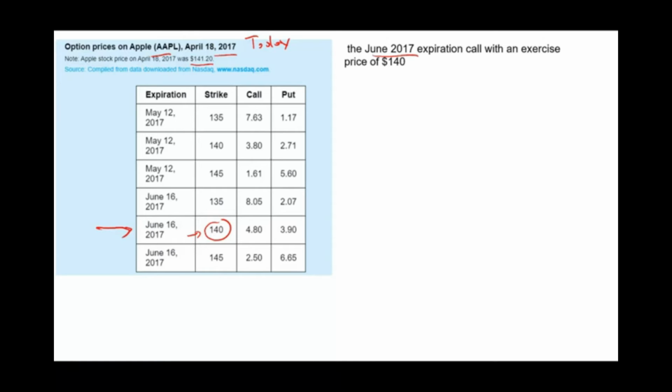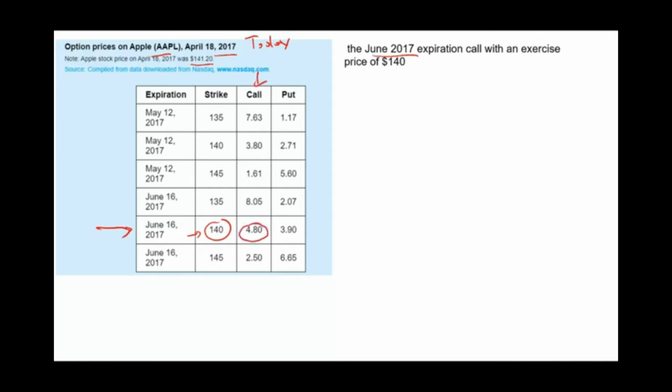Well, hold on a second. Why would I want to buy it for less than what it is today, which is 141? The reason is that you might think the price is going to go up. I want to buy Apple, but I'm not ready. So what I would do is buy the option, the call option. Remember the call option, the right to buy.